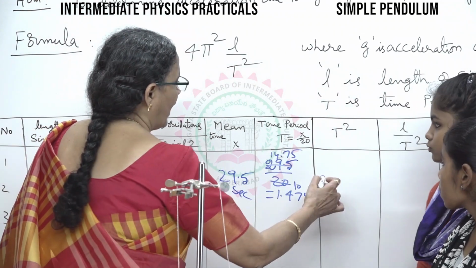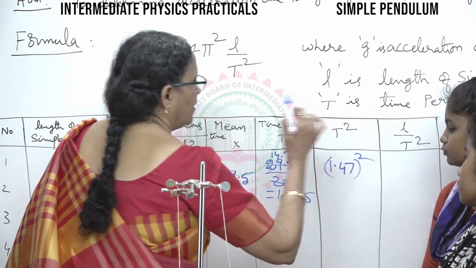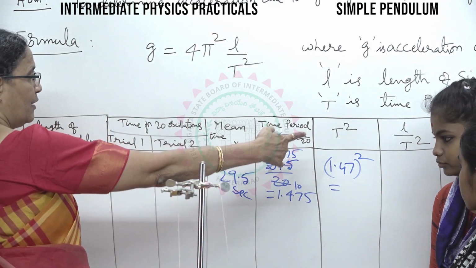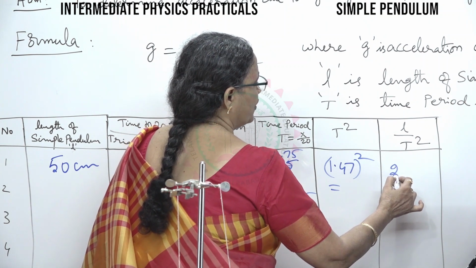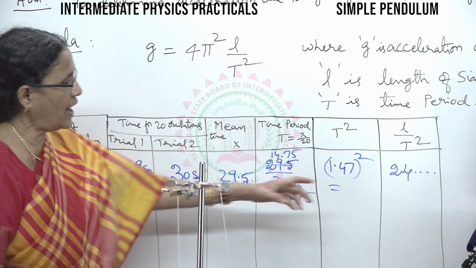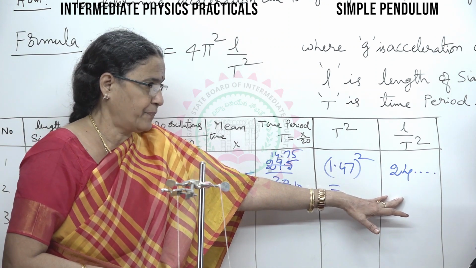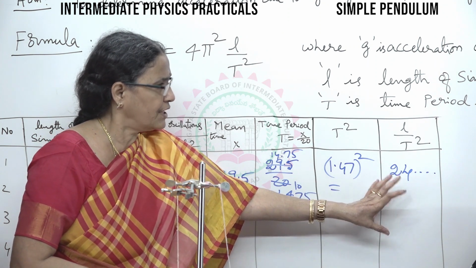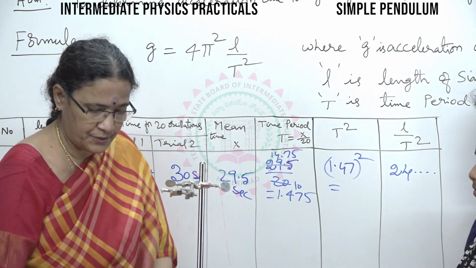Next is T square. 1.47 whole square. You must do that. We'll get something. Last column, L by T square: 50 by 1.47, around 24 point something you should get. You have to check your value here itself. It should not exceed 25. So if it is between 23 and 25, you are right. You can proceed. Now what are we going to do?